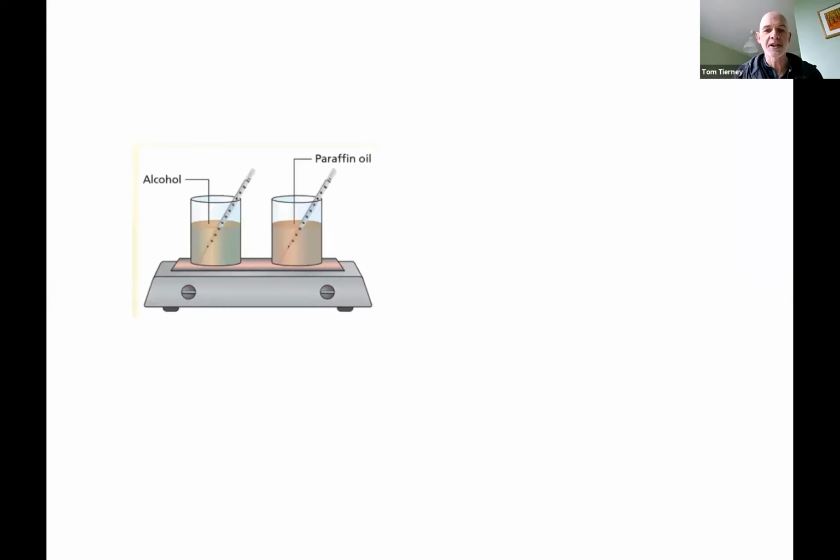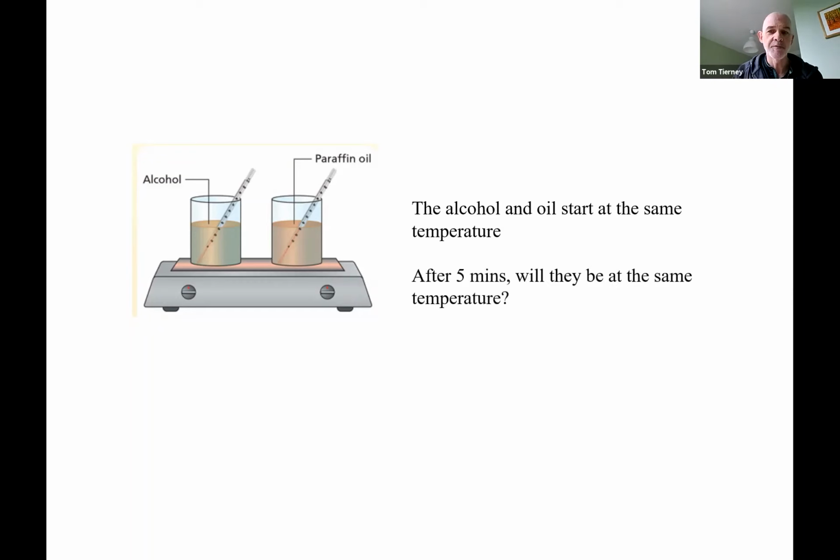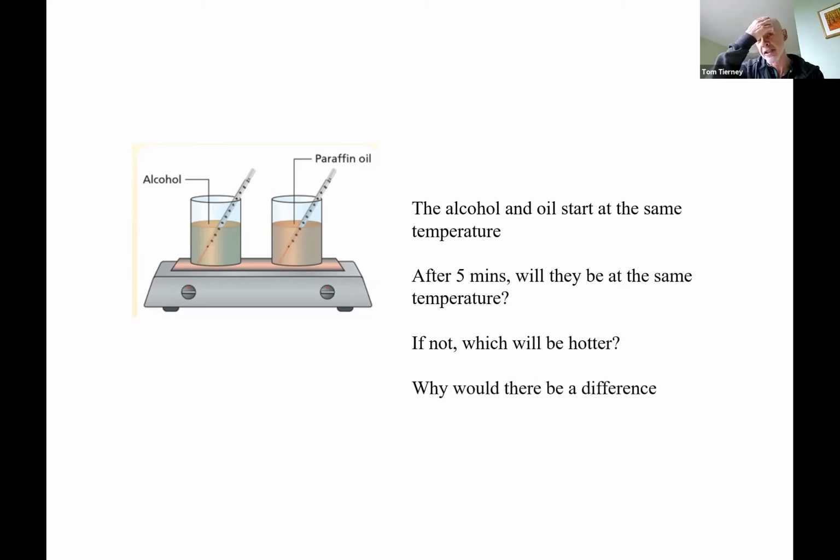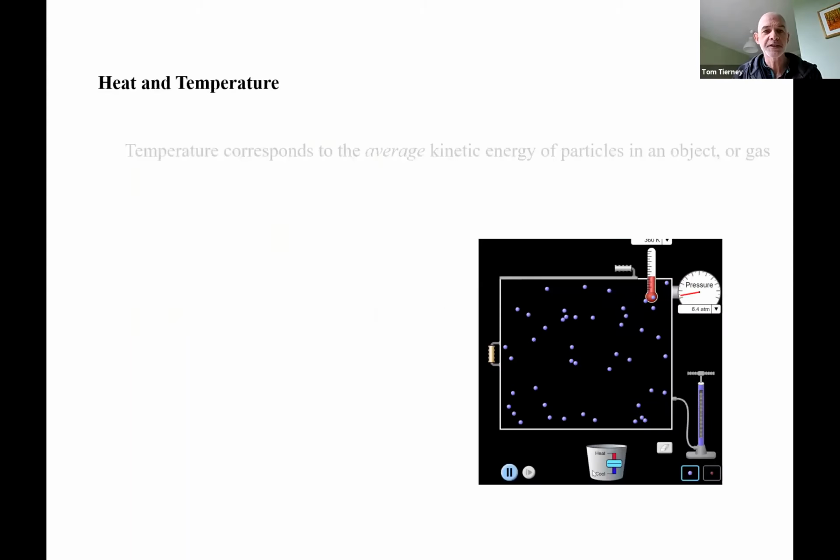Now, talking about heat and temperature and specific heats. So a basic scenario: if you put 2 identical containers on a hot plate, so they're both getting exactly the same amount of heat, they've got the same volume, they're in identical containers, they're the same mass, both with identical thermometers. After 5 minutes, will they be at the same temperature? And they won't be. Usually the oil in that scenario would heat up more quickly than the alcohol. Why is there a difference?